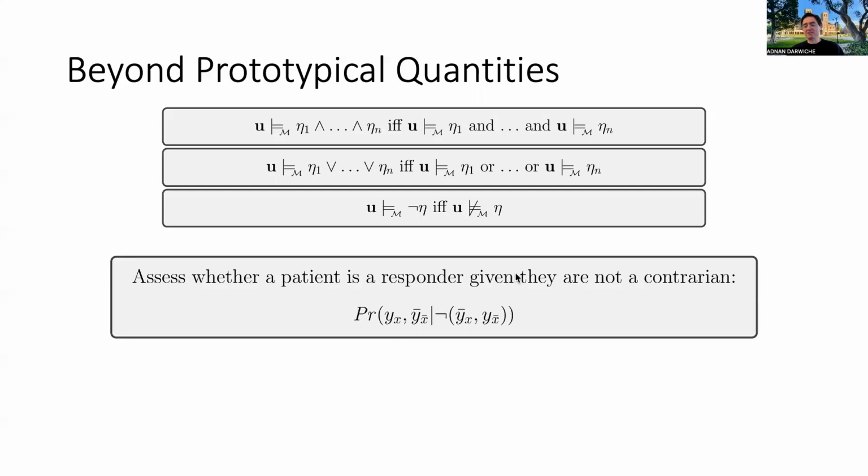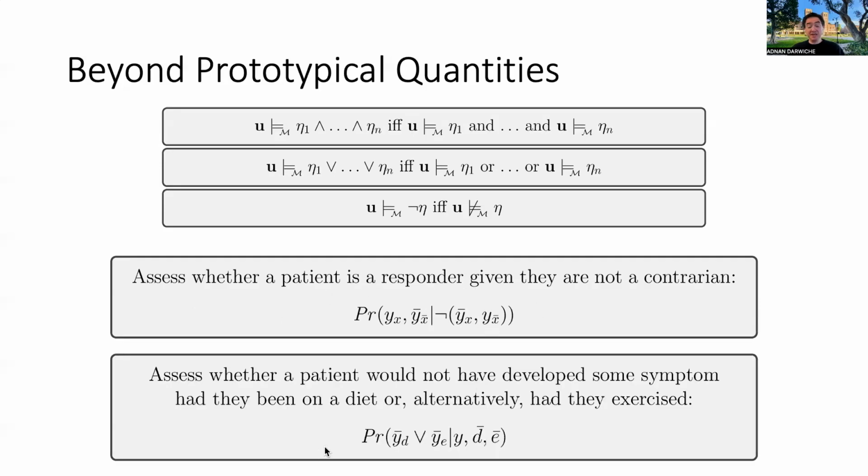Assess whether a patient is a responder given the arithmetic contrarian. What am I conditioning on here? This means a contrarian: if X is true, Y is false; if X is false, Y is true. No, it's not a contrarian. What does that mean? It's one of the other three. Given that it's not a contrarian, what is the probability that it's a responder? You can do this. This is meaningful.